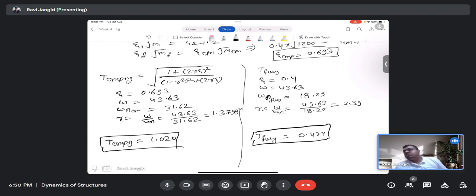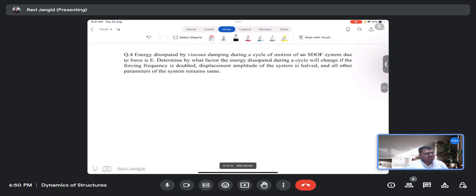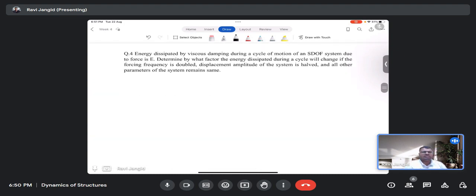So is there any doubt in this question? Anyone has any doubt? If not, then we are moving to two questions we are taking here for the energy dissipation. Then we will talk about the absolute and the relative.